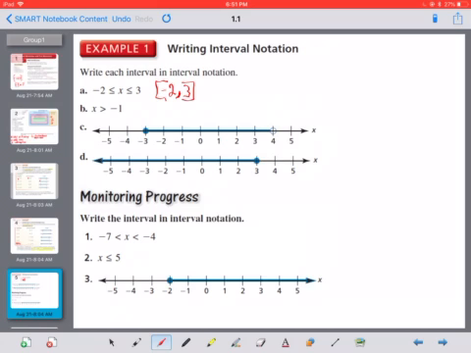Those ones aren't too bad. It's got a start, it's got a finish. It's really easy to replace the A and the B and figure out if it's bracket or parenthesis. But things like B are a little different. X is greater than negative 1.